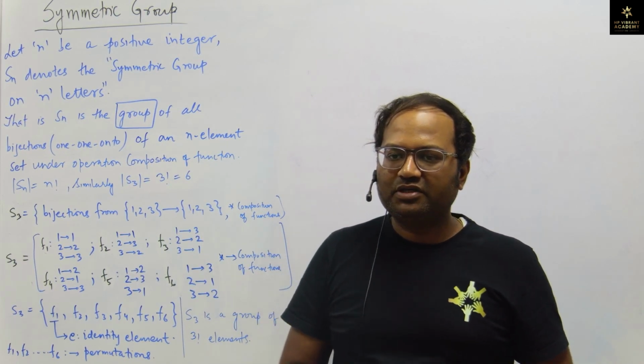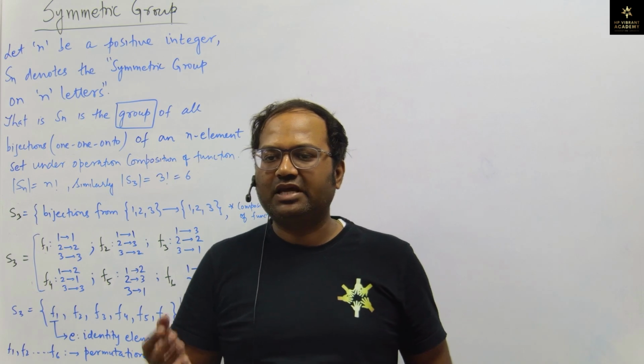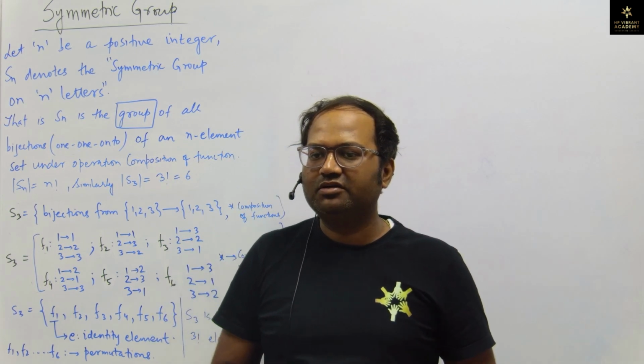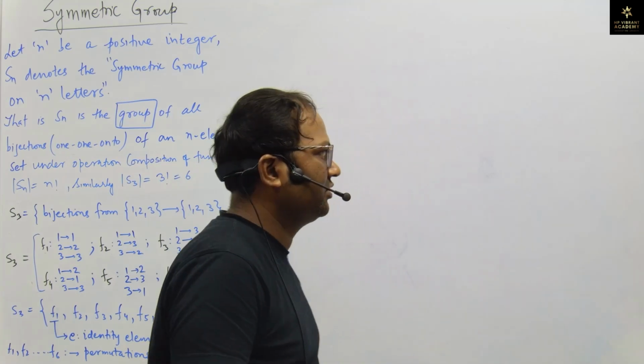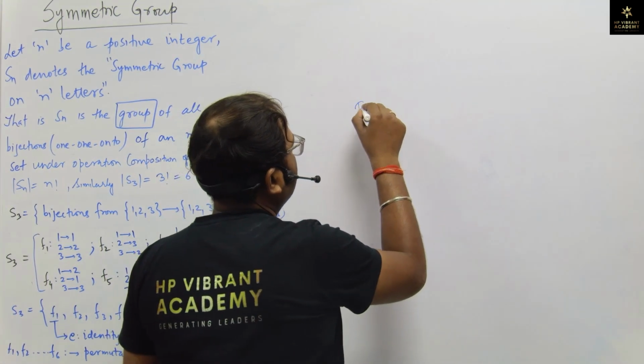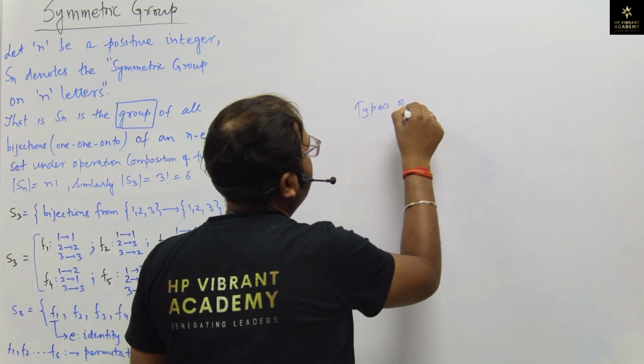In the last series of lectures, we have completed the discussion on the function and its types. So in this particular lecture, we will discuss the symmetric group. So let's start our discussion. What we have seen in the previous set of lectures are the types of mapping. What are the types of mapping?